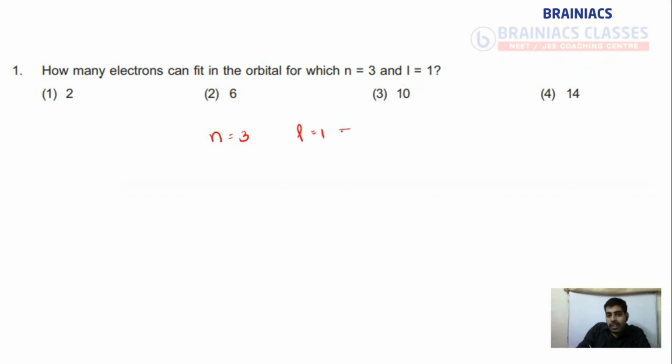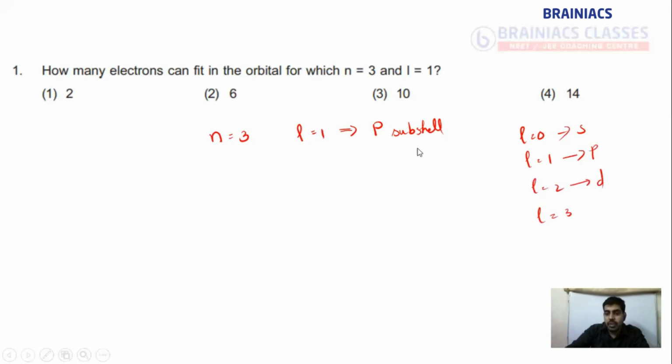Now l equal to 1 indicates the p subshell, right? l equal to 0 is the s subshell, l equal to 1 is the p subshell, l equal to 2 is the d subshell, and l equal to 3 is the f subshell.